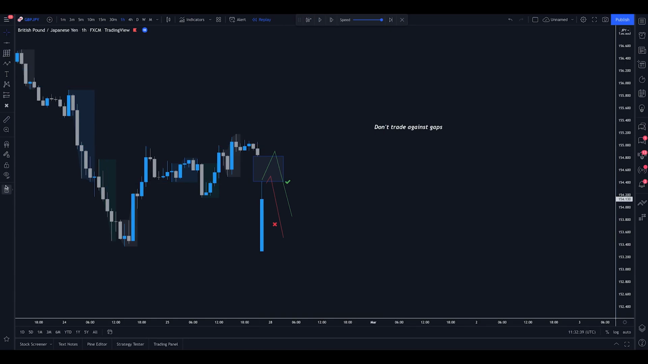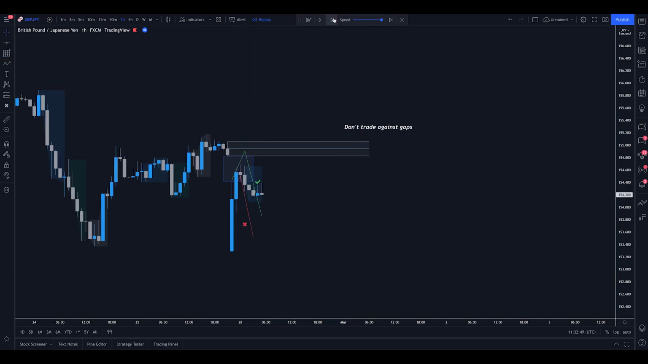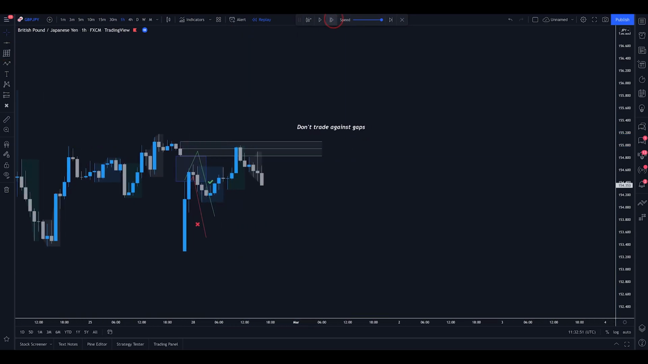Now, if we just play price forward on this example, you'll see exactly what I mean. We go through, we fill the gap, and then let's just mark out supply up here. When we hit the supply zone, we get a nice reaction to the downside.